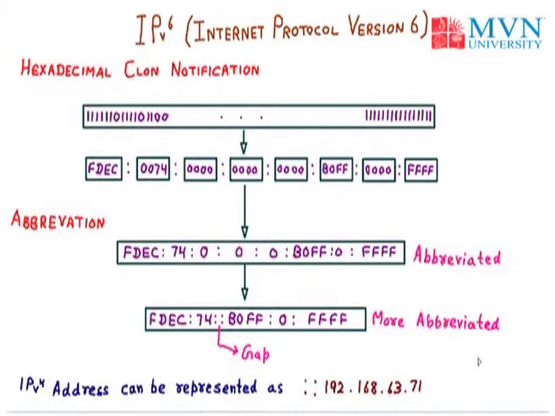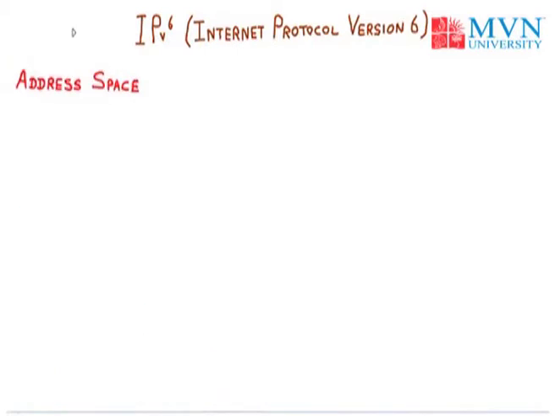Now we will discuss the address space of IPv6. Address space is the space which is utilized by the particular IP or protocol, and we know that the address space formula is 2 raised to the power n, where n is the number of bits. Here in IPv6 we have the number of bits as 128, so it is equivalent to 2 raised to the power 128. So we have 2 raised to the power 128 addresses in IPv6. So we have discussed the address space.